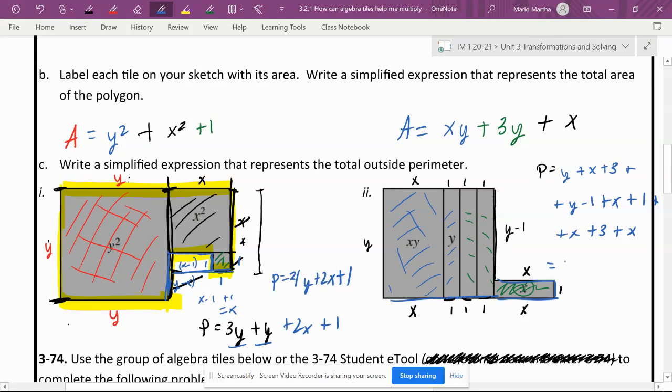Let's simplify. Let's look for all those like terms. So there's 1y right there, 2y. So 2y. And then 1x, 2x, 3x, 4x. So plus 4x. And then 3 minus 1 is 2. Plus 1 is 3 again. Plus 3 is 6. And that would be pretty much the perimeter for this shape.